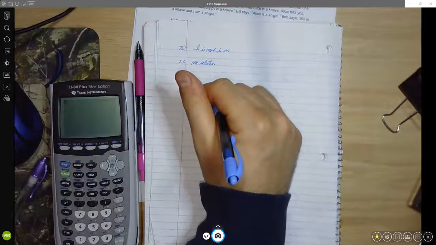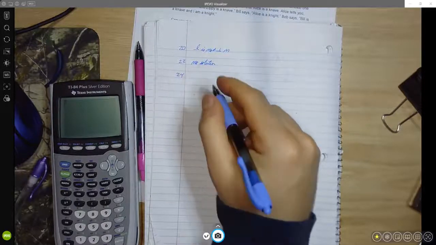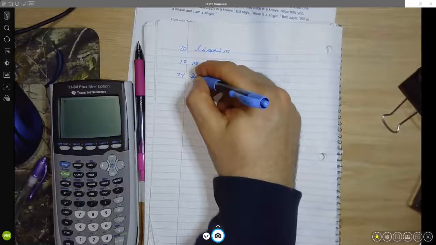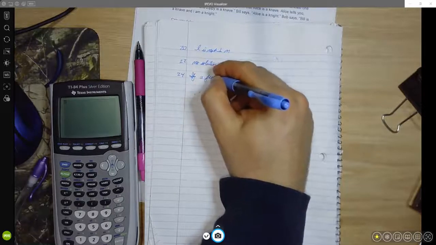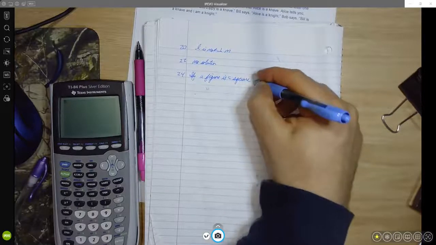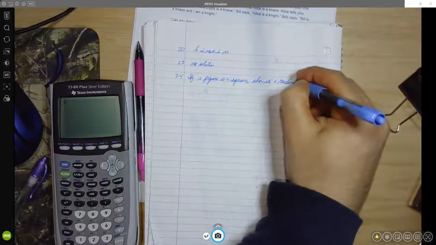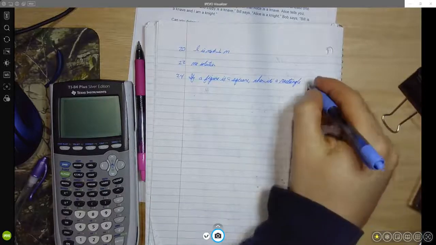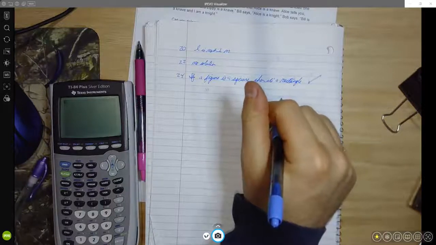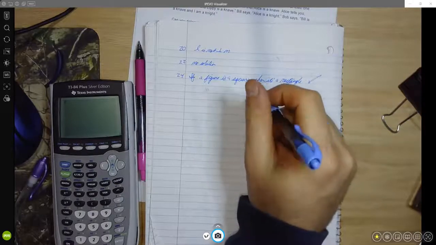24. If a figure is a rectangle, then it's a square. Write the converse, inverse, contrapositive, which are true. So converse, if a figure is a square, then it's a rectangle. So is that true? Yes. Because the original statement, if a figure is a rectangle, then it's a square, that's not true. But this is true. If a figure is a square, then it has to be a rectangle.